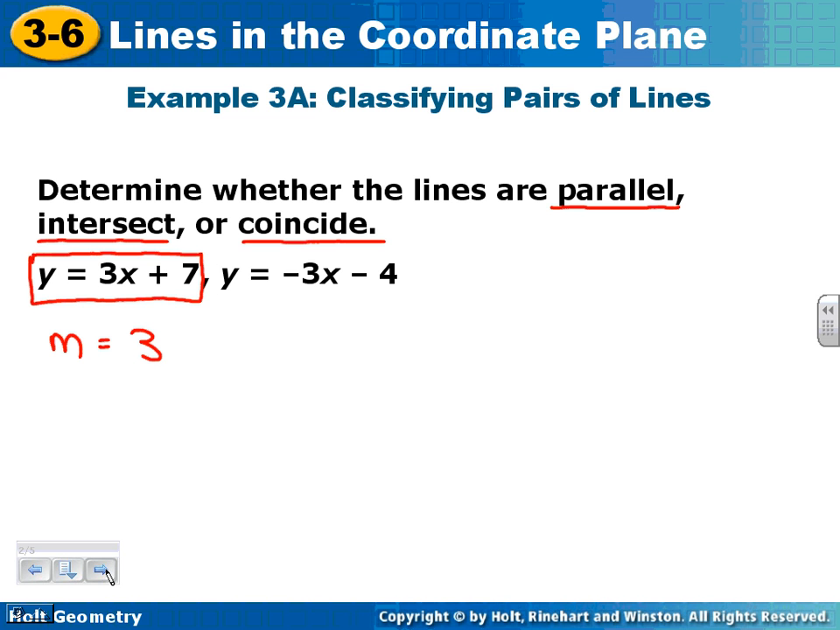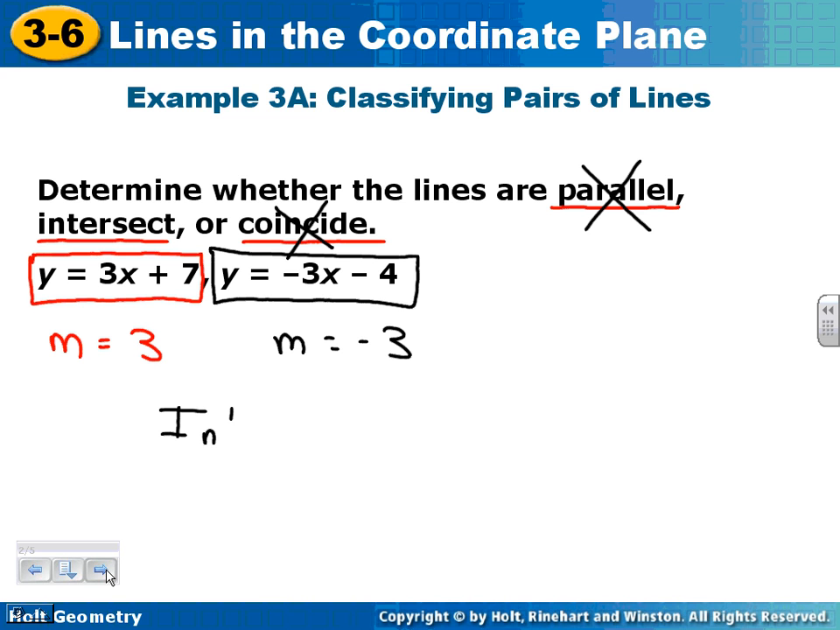With the second one, y equals negative 3x minus 4. My slope here is negative 3. A 3 and negative 3 are not the same. So they are not parallel, and they would not coincide. So my answer here is they intersect.